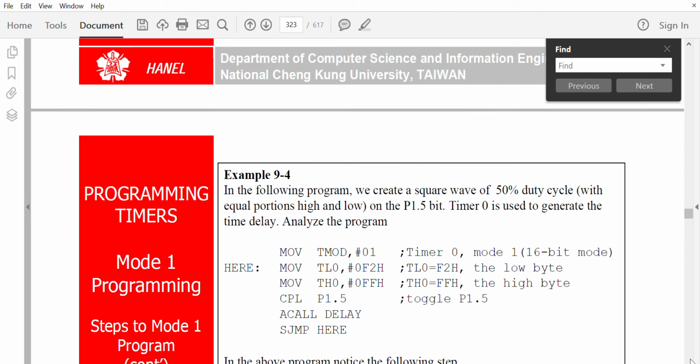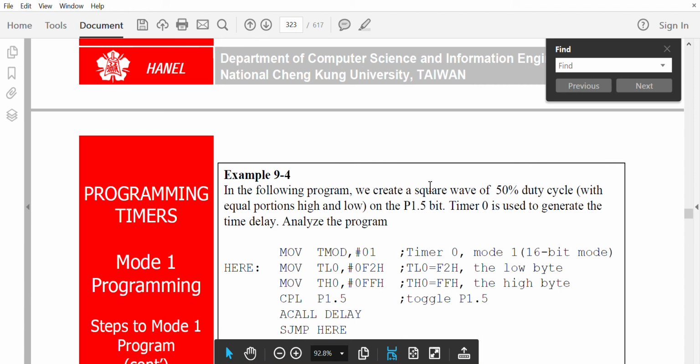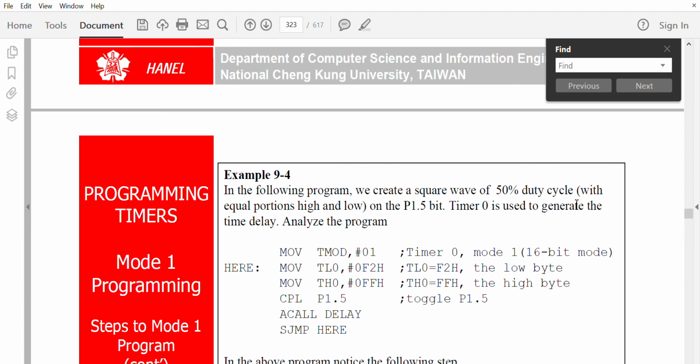So the next program is to create a square wave of 50% duty cycle. We know what 50% duty cycle is. T on is equal to T off. High is equal to low, for a square pulse with equal portions high and low. That is 50% duty cycle on the P1.5 bit. So how do you do it? We have done this program before by just complementing P1.5. P1.5 first, if it is 0, next time it will be 1, next time it will be 0, and that will continue.